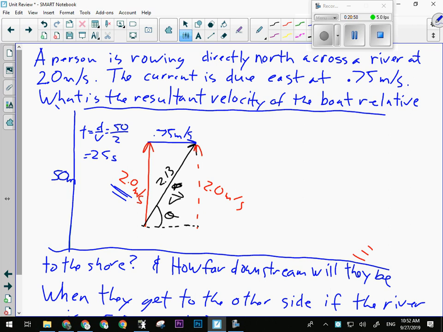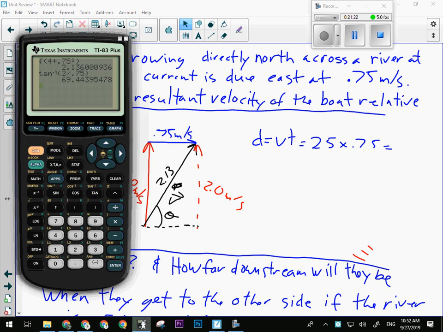Okay. The whole time, all 25 seconds that I'm crossing the river, I'm also moving east, downstream. So if I take this 25 seconds, I can go d equals v times t. That's 25 seconds times 0.75, right? And that'll give me what, 18? 19. 18.75. How about I just type it in? 18.75. Okay, so I'll end up 18.75 meters downstream.